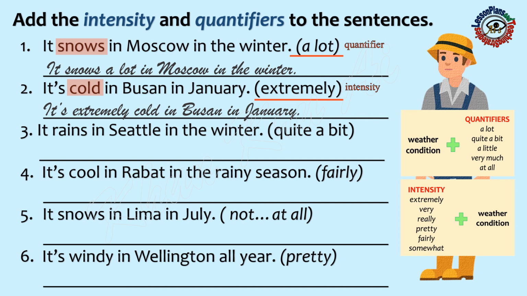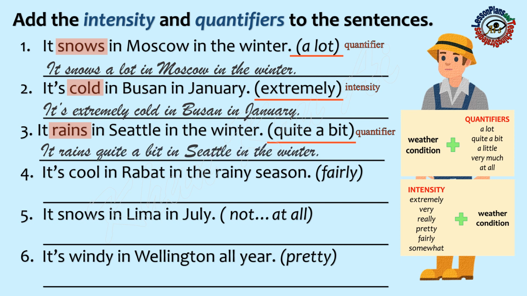What about number 3? It rains in Seattle in the winter. Rains is our weather condition. What is quite a bit? Is it a quantifier or an intensity? That's right, it's a quantifier. So it means you have to write the quantifier after the weather condition. So we have a sentence like this. It rains quite a bit in Seattle in the winter.